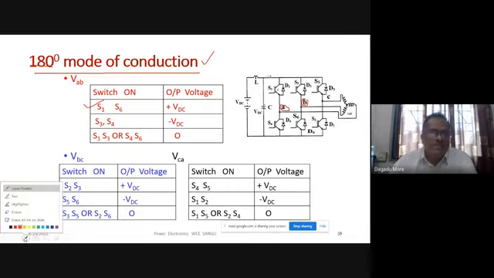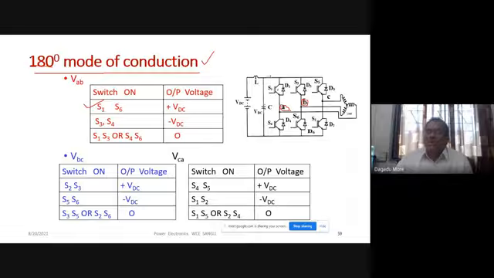Now let us consider the upper two devices are on. Let us assume that S1 and S3, these two devices, are on. Then we have shown that our load terminals will be shorted. So when these two are on, B is connected through this to A. And so whenever S1 and S3 are on, the load voltage is zero, output voltage zero.